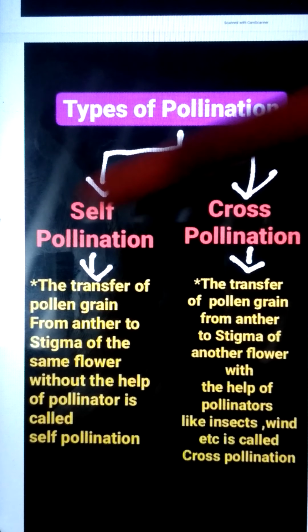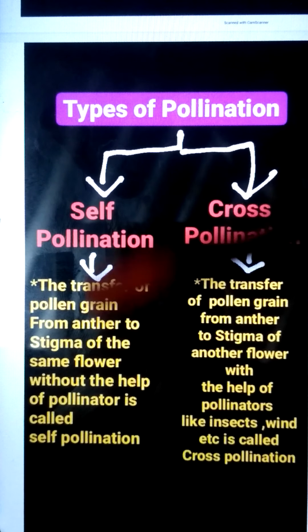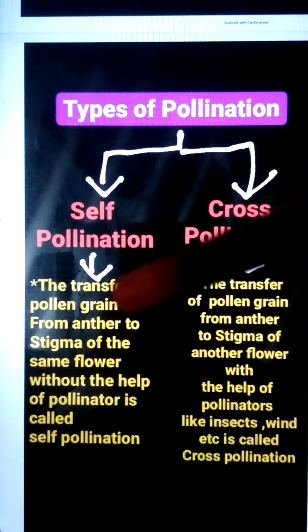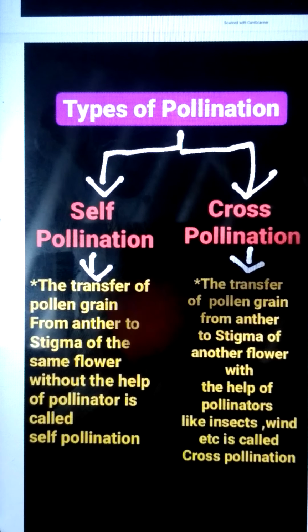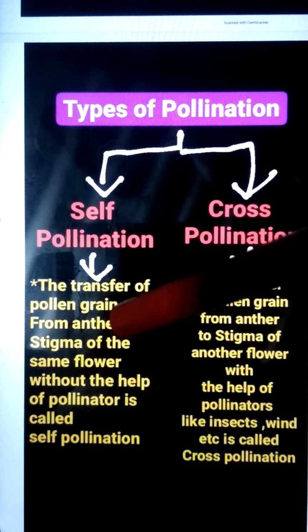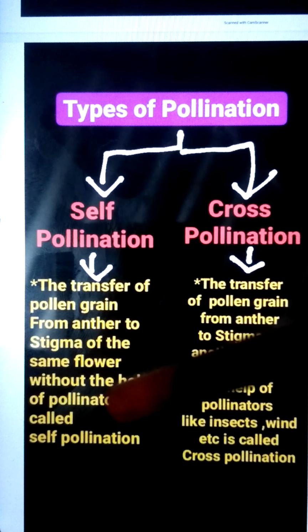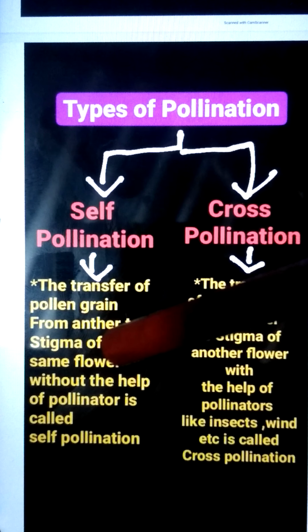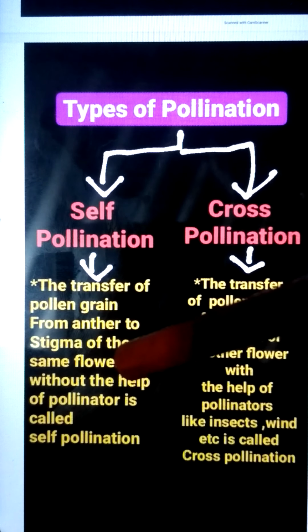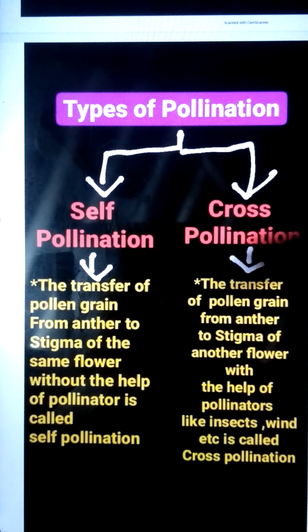It is falling directly on the stigma of the same flower, and then from the stigma it passes to the style, then to the ovary, and thus the pollination occurs. So it doesn't need any kind of help from the outside, like a pollinator or any kind of agent. So this is called self pollination.